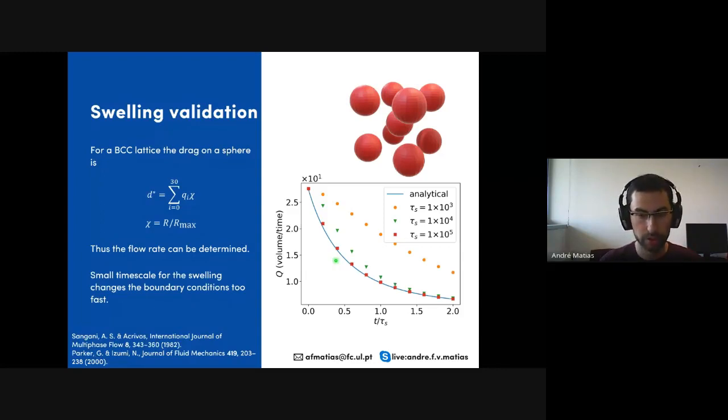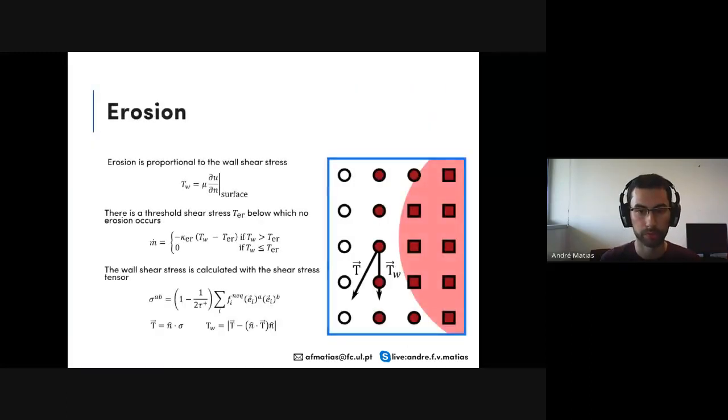So this summarizes swelling. What about erosion? Experimental reports show that the variation in mass due to erosion is proportional to the shear stress on the surface of the particle, this τ_w, with a proportionality constant k_er. Furthermore, they also found experimentally that there is a threshold below which no erosion happens. So this erosion threshold, τ_er: the shear stress τ_w needs to be above τ_er in order for erosion to happen.